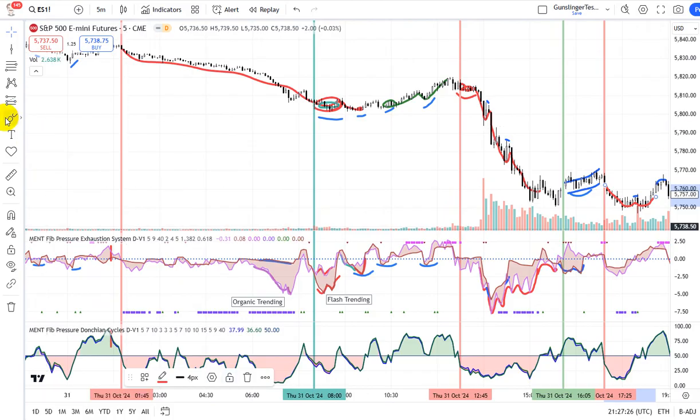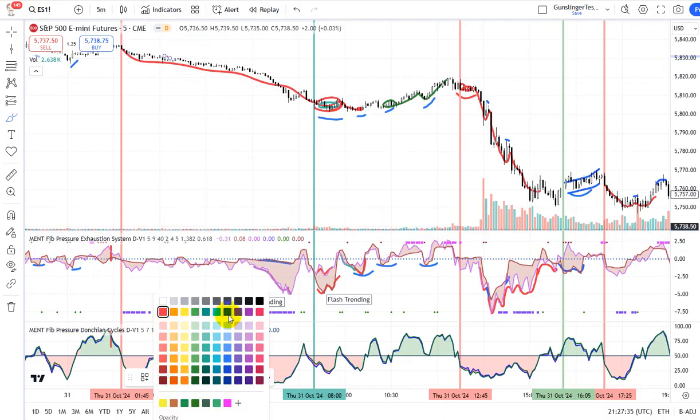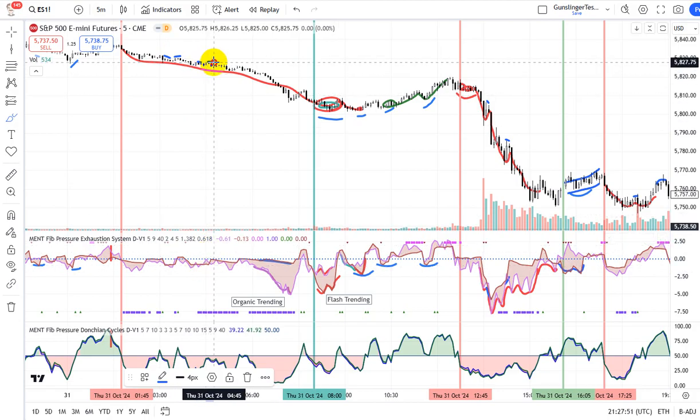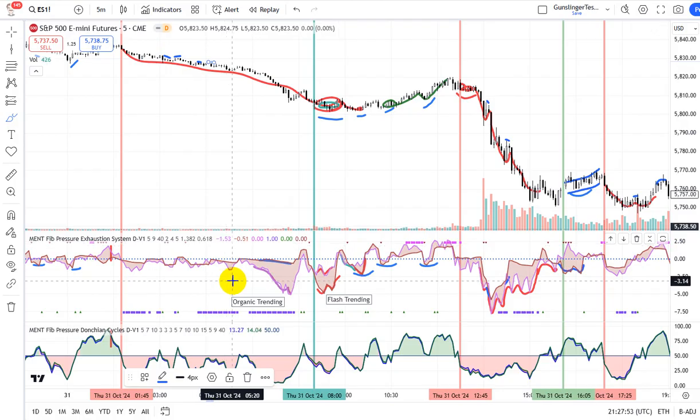Granted, yes, we had flash trending over here a couple of times. We had it right over here in blue. We had it right here in blue. And we had it right here. And we had it right here for a while. Other than that, we were pretty much in solid downward trending.